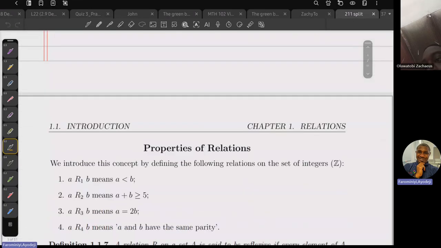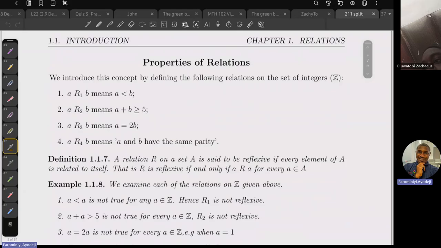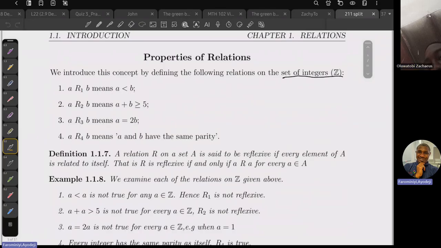We can now go on to what is here. So the concept of relations on the set of integers. This is just a generalization. Relations can happen on any set, but most of the relations you would come across at this level are going to be on integers. So when we say A R1 B, we are saying A is less than B.